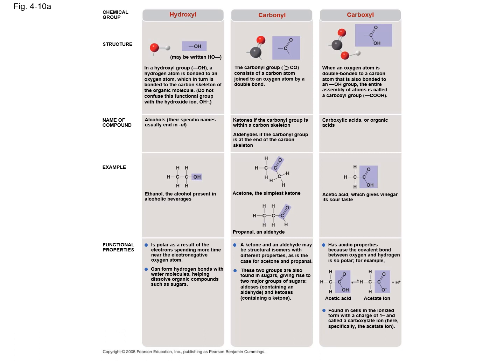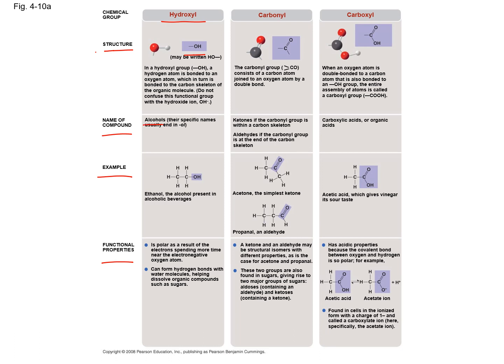So this is a table. It gives you the structure of the functional group, the name of the compounds, what compounds it's found in, an example, and then the functional properties. So the first functional group, which is very, very common, is the hydroxyl group. And this is an OH. So it's an oxygen bound to a hydrogen. And then at the end of the dash is the hydrocarbon skeleton. And usually this is found in alcohols.